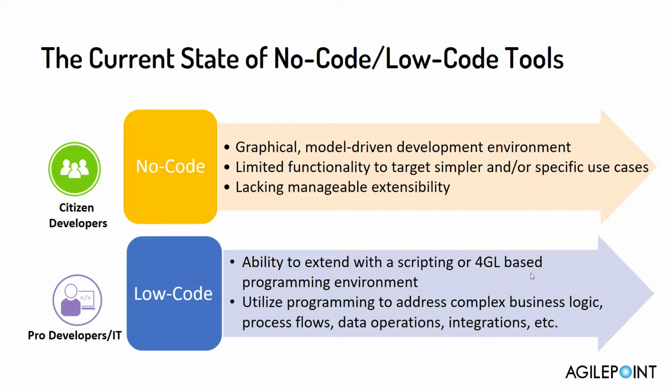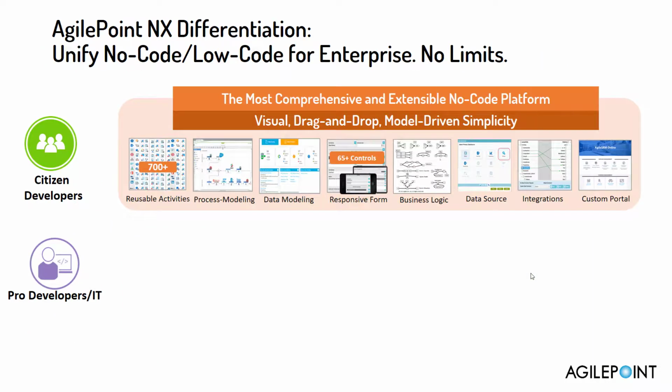So no code, while simple, brings its own sets of challenges. Low code, on the other hand, is typically viewed as a developer's power tool. Maybe there's a fourth generation programming language extension, or in some cases, proprietary scripting languages. But both, while they have their strengths, leave quite a bit to be desired. So it's with that in mind that AgilePoint was created to address the shortcomings of both camps and to provide a sustainable path towards digital transformation.